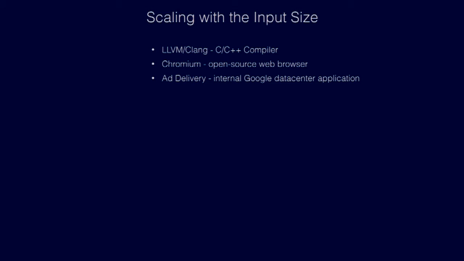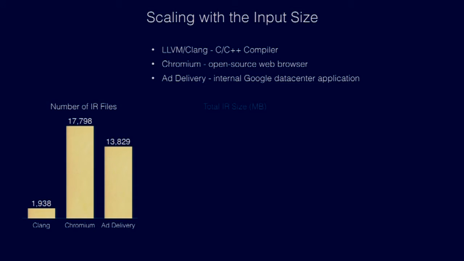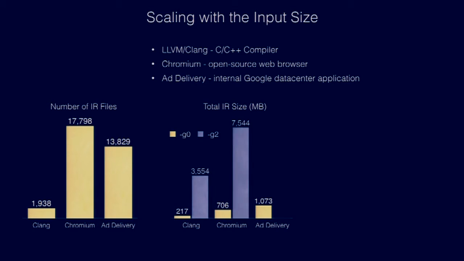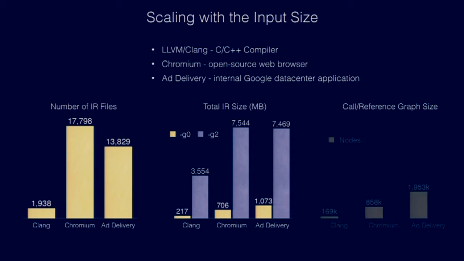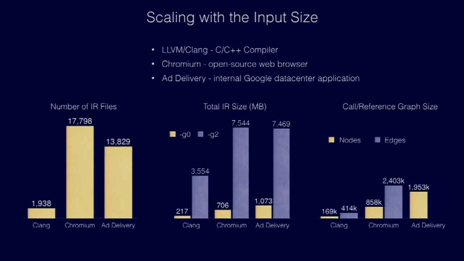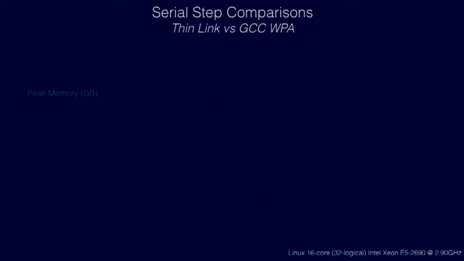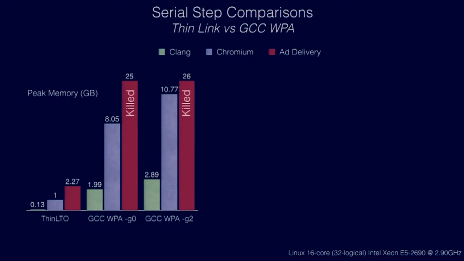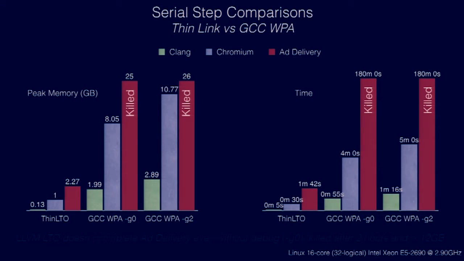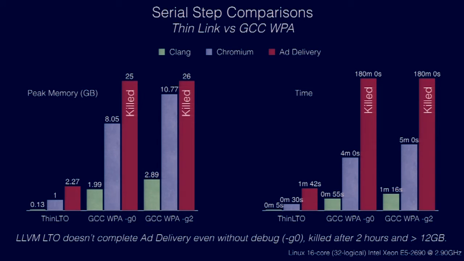So let's look at those projects and see the size of the projects, in nodes and edges. So ad delivery and Chromium are pretty big compared to Clang. And if you look at the peak memory, the best thing that GCC has will be killed after taking 2 hours and more than 12 gigs of memory.